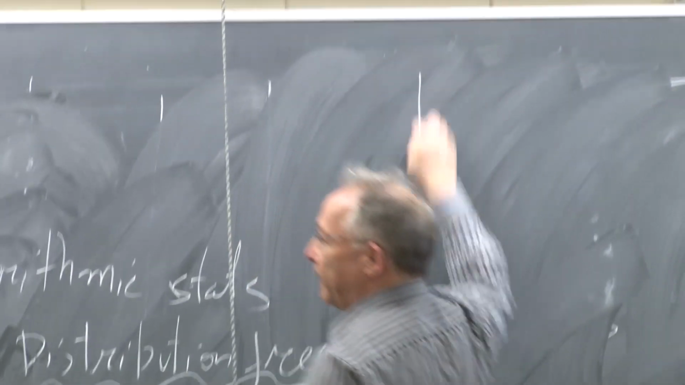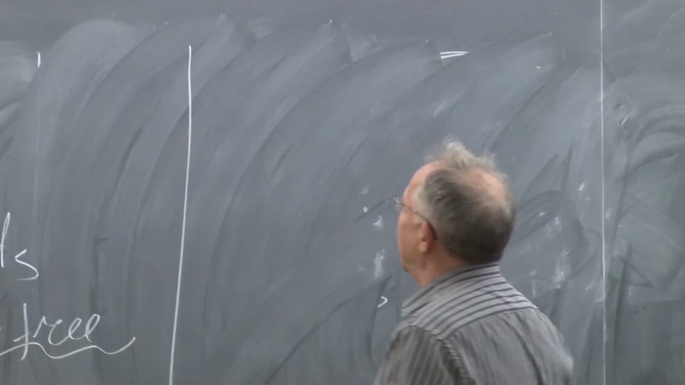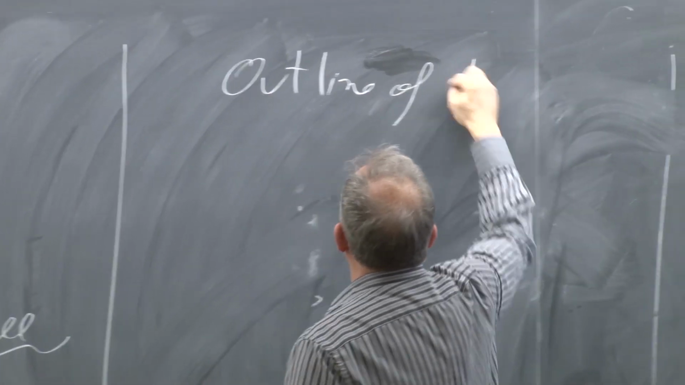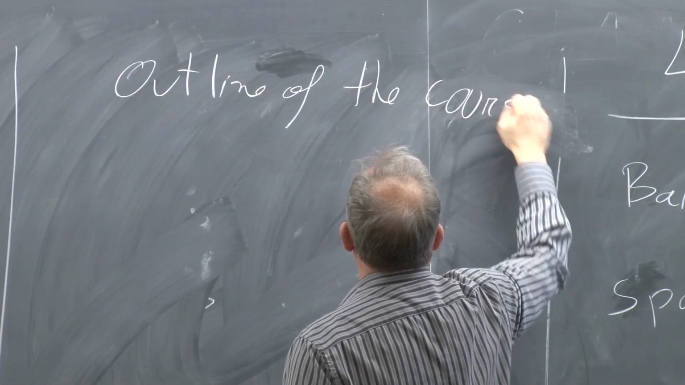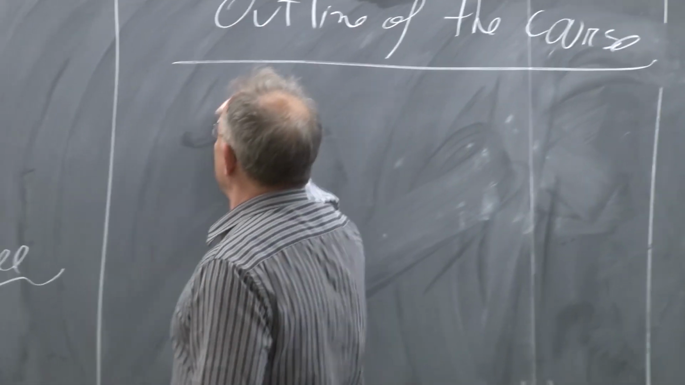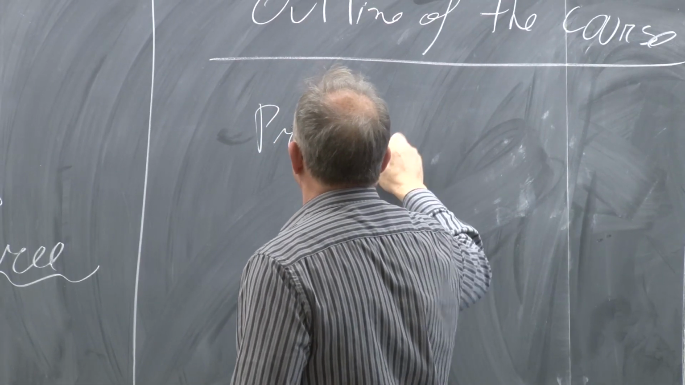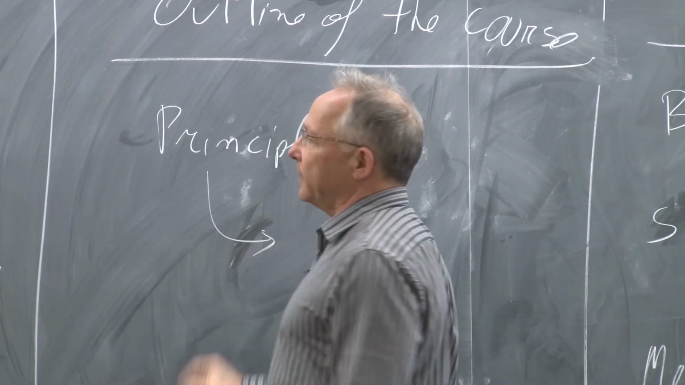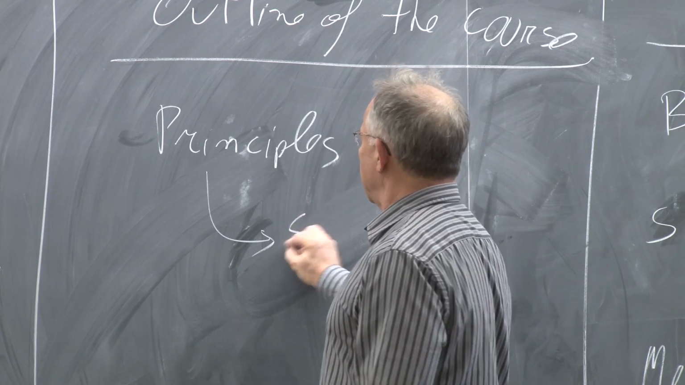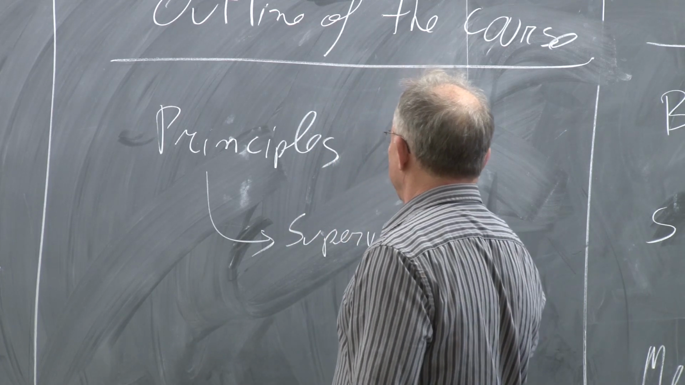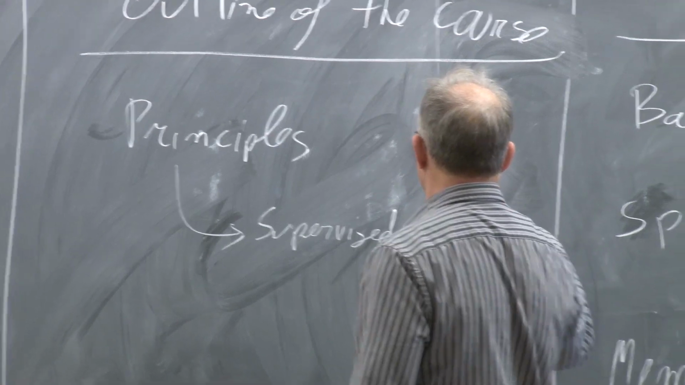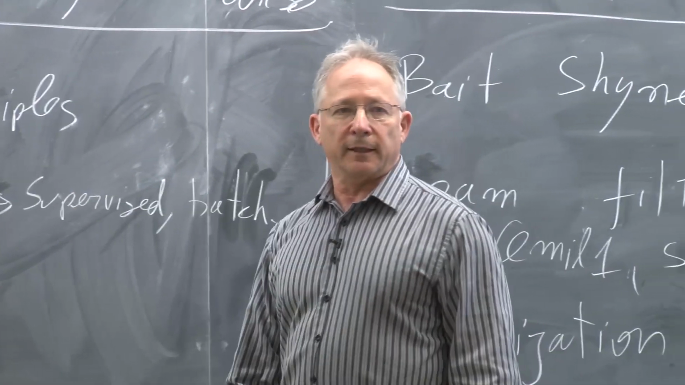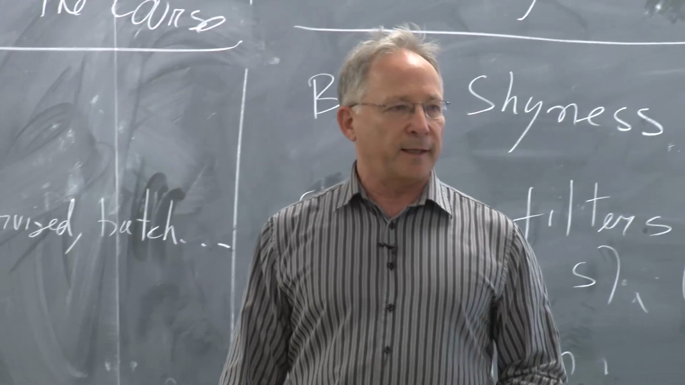OK. As for the course outline, we are going to start by talking about principles. In particular, we are going to talk about principles of the type of learning that I was looking at: supervised, batch, and so on. And we are starting by trying to understand the principles behind it.